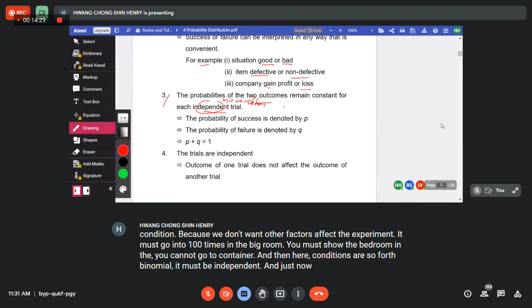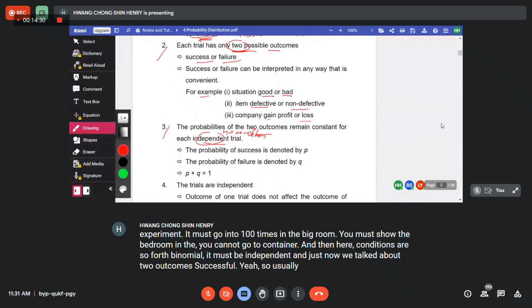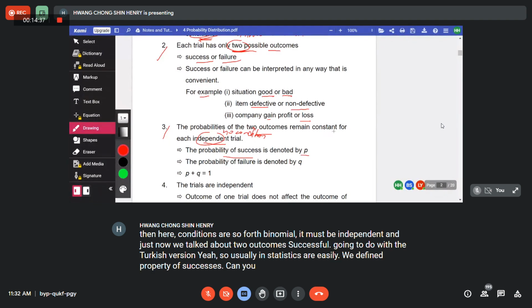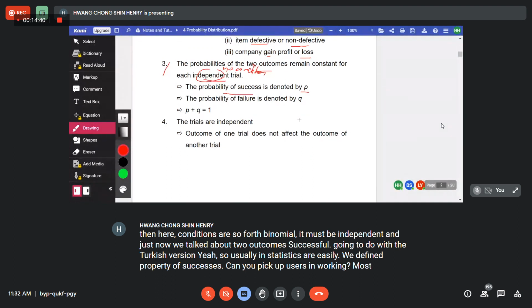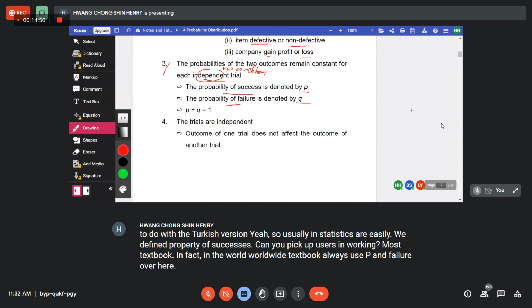And just now we talked about two outcomes, success or failure. So usually in statistics, when you do your tutorial questions, classic questions, we define the probability of success as P. We use the symbol P. In most textbooks, in fact worldwide textbooks, they always use P for success and failure probability as Q. These are the two symbols we use. We don't use other symbols. We use P and Q. This is the standard practice, not only in Malaysia but in world textbooks.